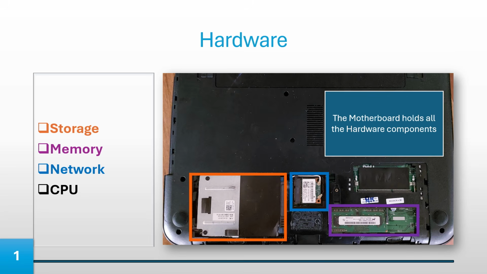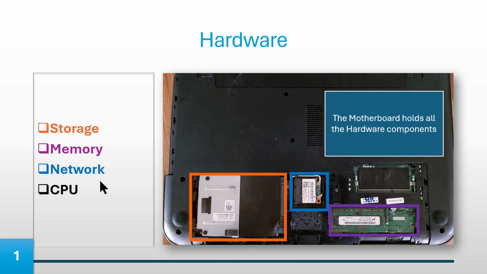Now, I opened up the back of an older laptop that I had laying around, and this is kind of what it looks like in the back. So you'll see the orange part there, that's the storage. So that is the hard drive or the hard disk. The purple, that's the memory. So the memory helps in processing the information that we are requesting. And then the blue, this little card right here, this is an actual network card or a wireless card, right? So this is what allows us to connect to the web.